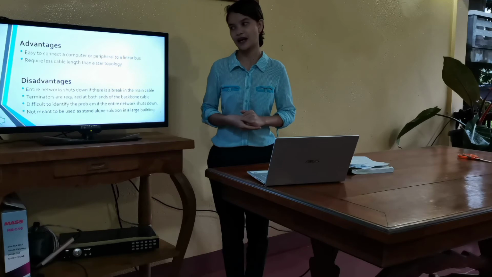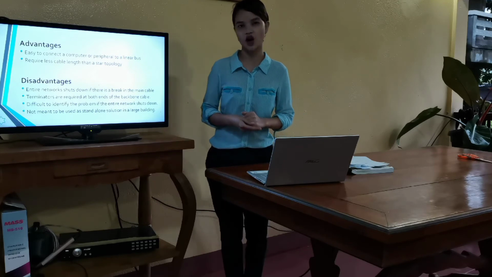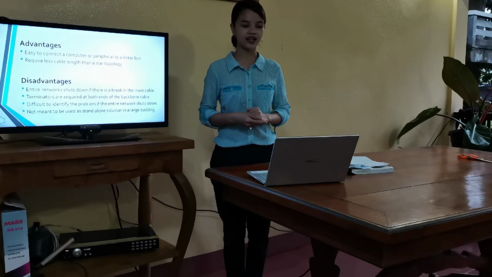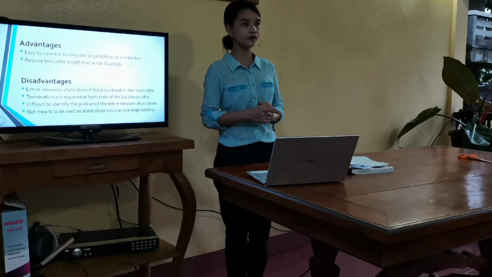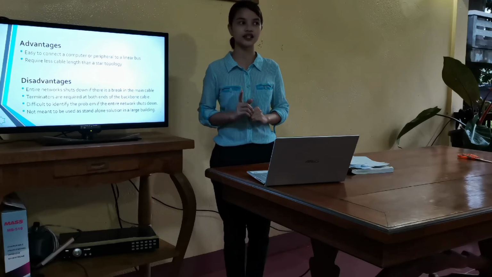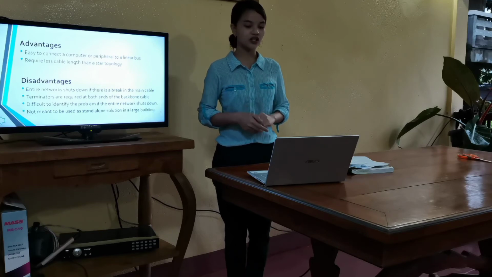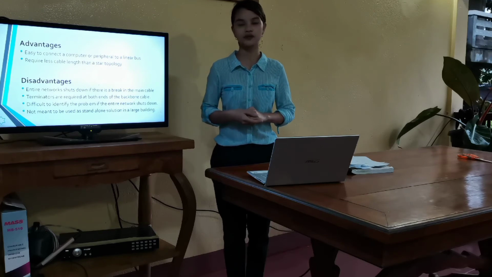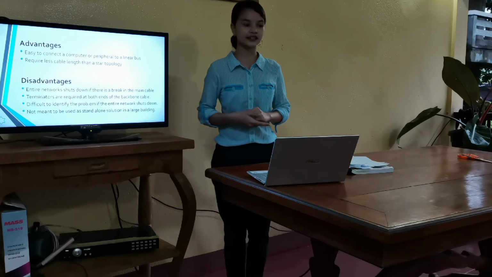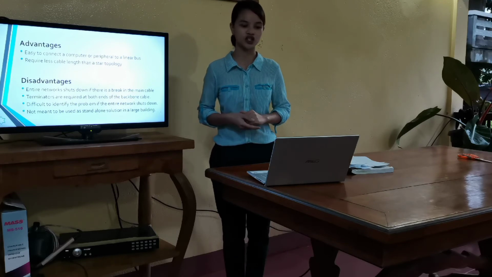And the disadvantages of linear bus. The entire network shuts down if there is a break in the main cable. And the terminators are required at both ends of the backbone cable. And it is difficult to identify the problem if the entire network shuts down. Because the reason is it has only one main run cable. So if the main run cable has a problem, the entire network will be affected. And the linear bus, class, is not meant to be used as standalone in a large building. So it means the linear bus is only used in a single building, not in a large building.